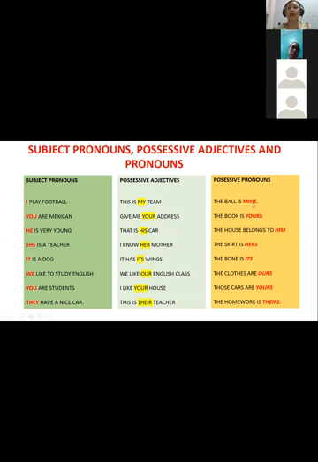And the possessive pronouns, normally, go at the end of the sentence and they don't modify any noun. For example, the ball is mine. Aquí ya no es mi, ¿verdad? Sino mía. The ball is mine. La pelota es mía. The book is yours. El libro es tuyo. Ya no es tú, ¿verdad? Sino tuyo.